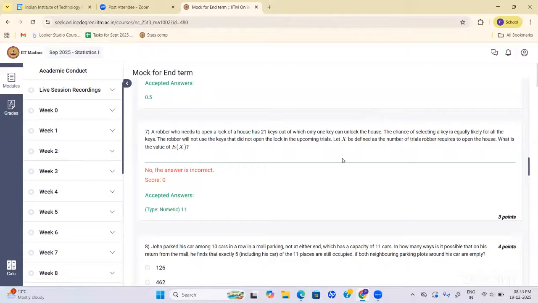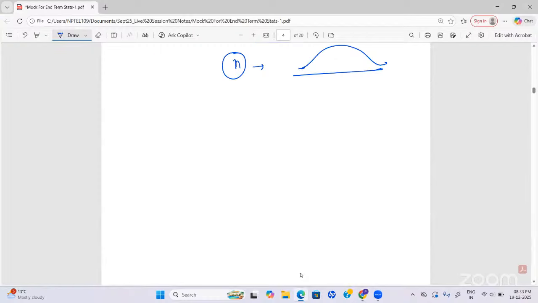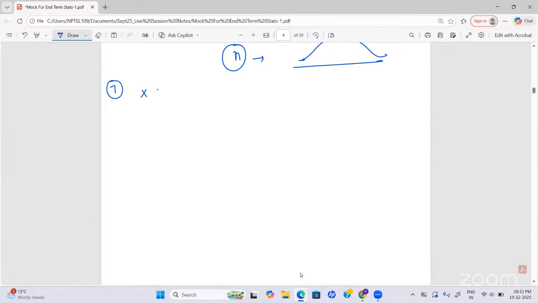Ma'am, it is a discrete uniform random variable. Yes, correct. So it is discrete uniform, and 1, 2, 3 up to n is something we see in the discrete uniform. So what is this n here? 21. N would be 21. Yes, we have 21 different keys. So we can write it like this: X is the number of trials.